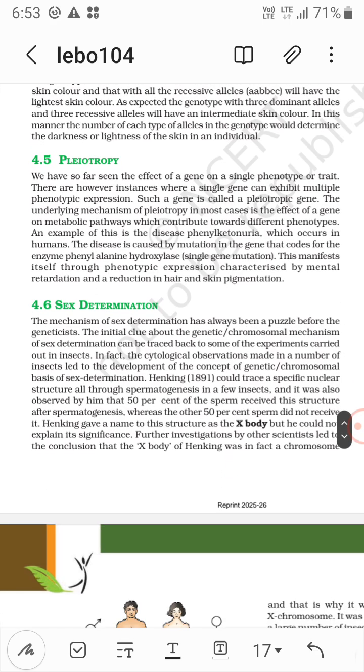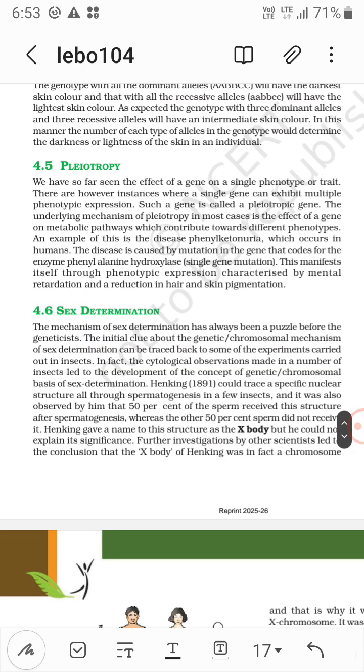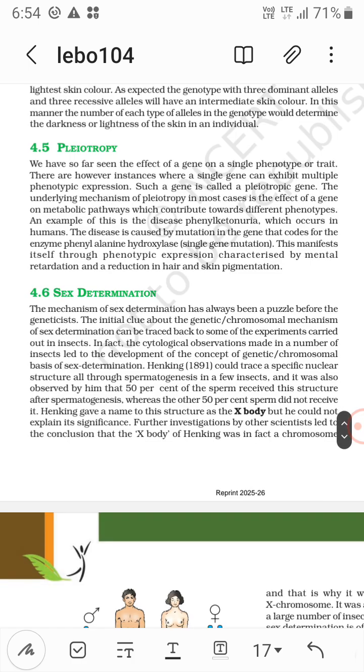So pleiotropy. So far we have seen the effect of a gene on a single phenotype or trait. There are, however, instances where a single gene can exhibit multiple phenotypic expressions. Such a gene is called a pleiotropic gene. The underlying mechanism of pleiotropy in most cases is the effect of a gene on metabolic pathways which contribute towards different phenotypes.